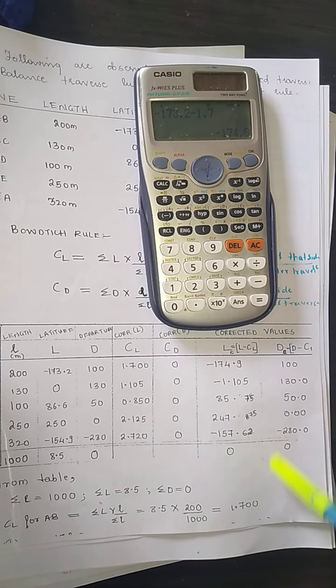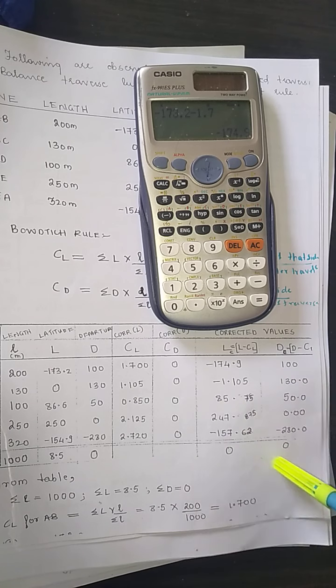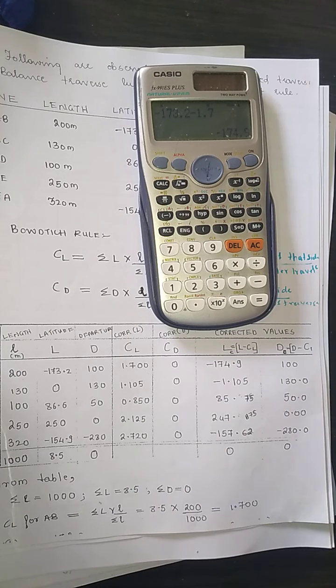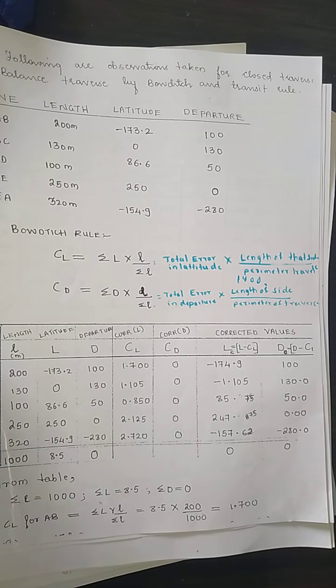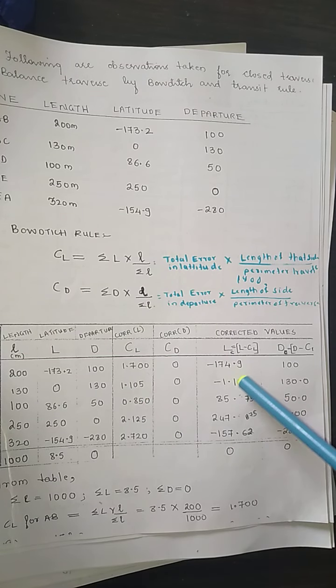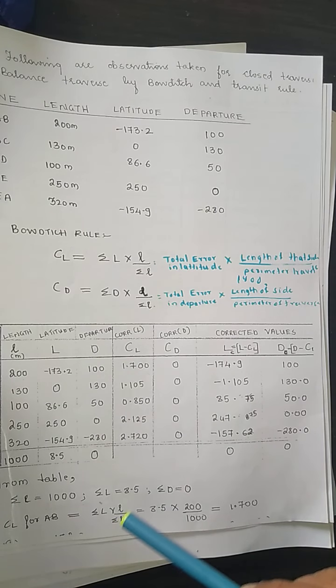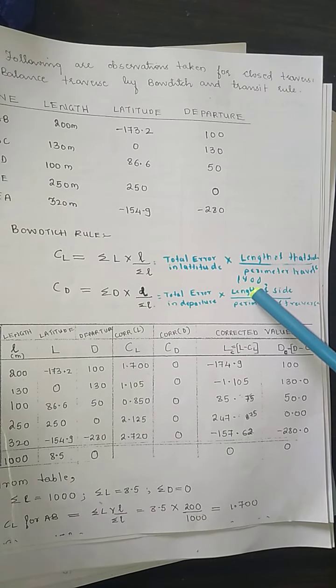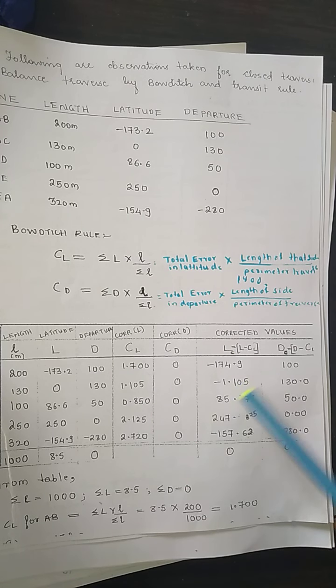Then here DC we are going to get as 0. So this is how you apply the Bowditch rule, and you get the corrected values by using the Bowditch method. Remember that the sigma of L and sigma of D should again be equal to 0. First you need to find out whether a correction is required. If a correction has to be applied, then you need to use this formula. By using this formula you find CL and CD, and then for L you will use LC is equal to L minus CL.